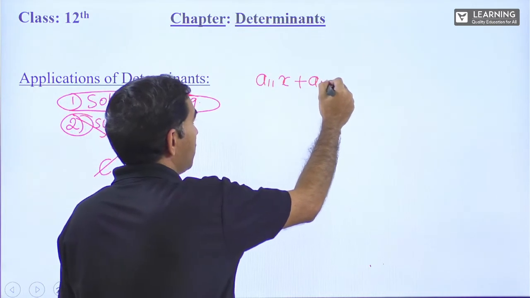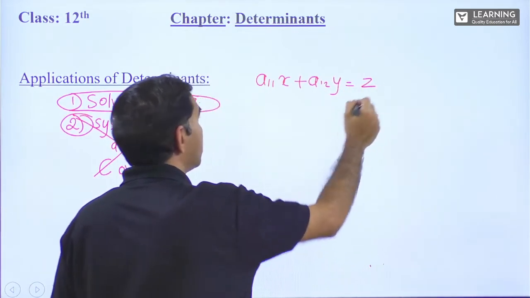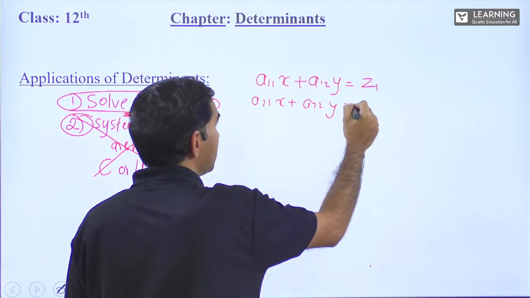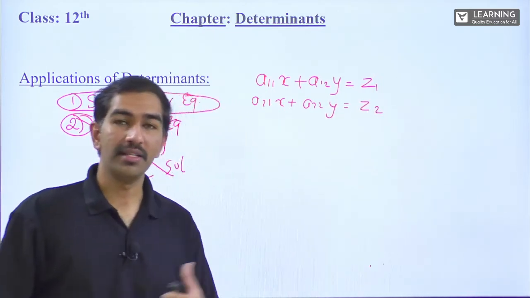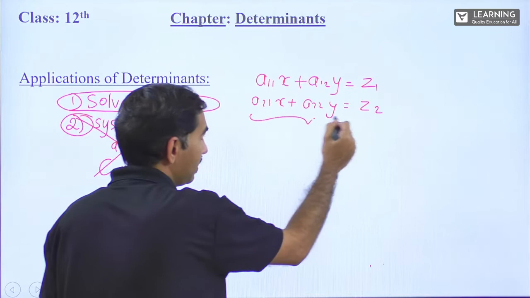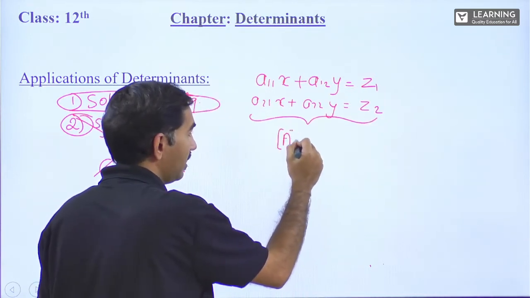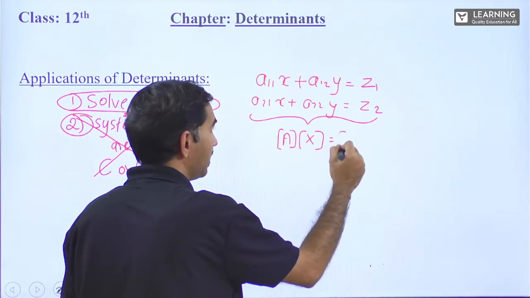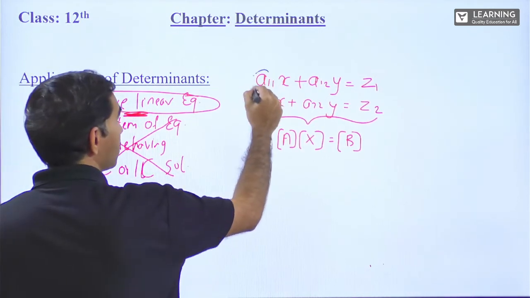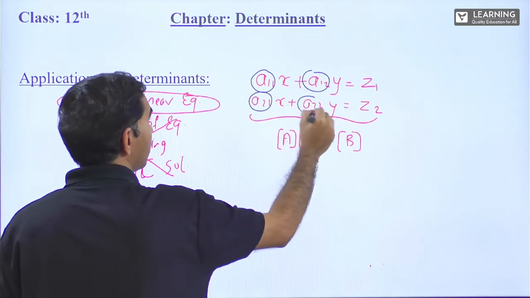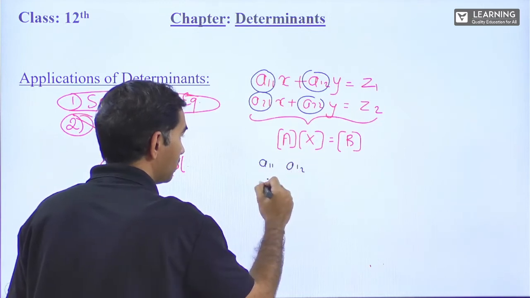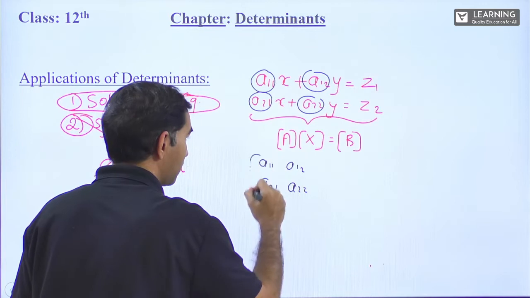a11x plus a12y is equal to z1, and a21x plus a22y is equal to z2. This is a two variable linear equation. How do we solve this, students? This entire thing can be written in the form of matrix A into matrix X is equal to matrix B. What is matrix A here? These are the coefficients: a11, a12, a21, a22. So this is our matrix A.